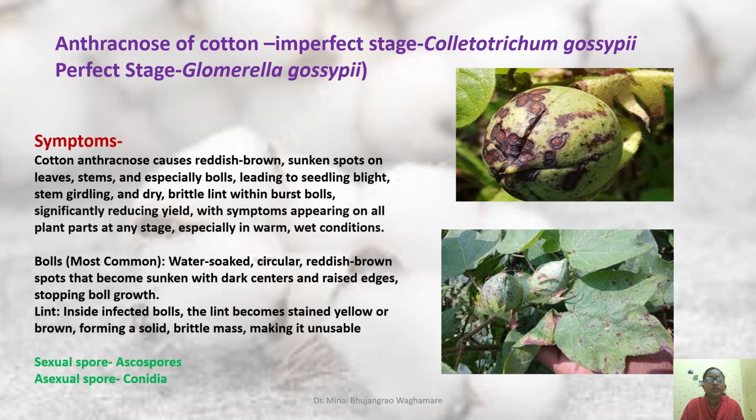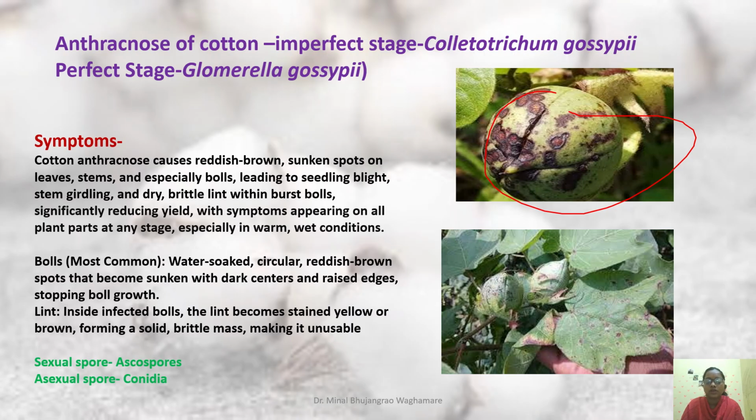Coming to another disease, that is anthracnose of cotton. Its sexual stage is Glomerella gossypii, and the asexual stage is Colletotrichum gossypii. In cotton anthracnose, mainly water-soaked, circular, reddish-brown spots appear on the leaves, bolls, and some other parts of the plant.